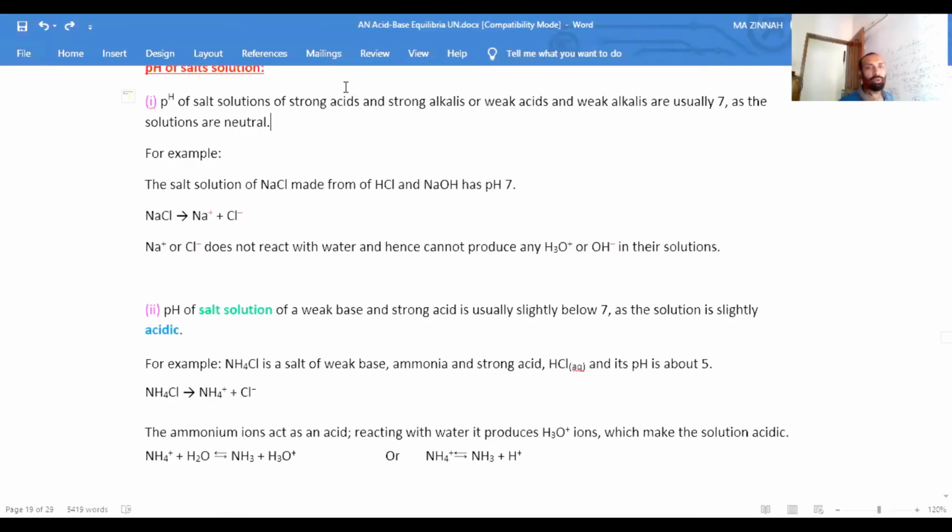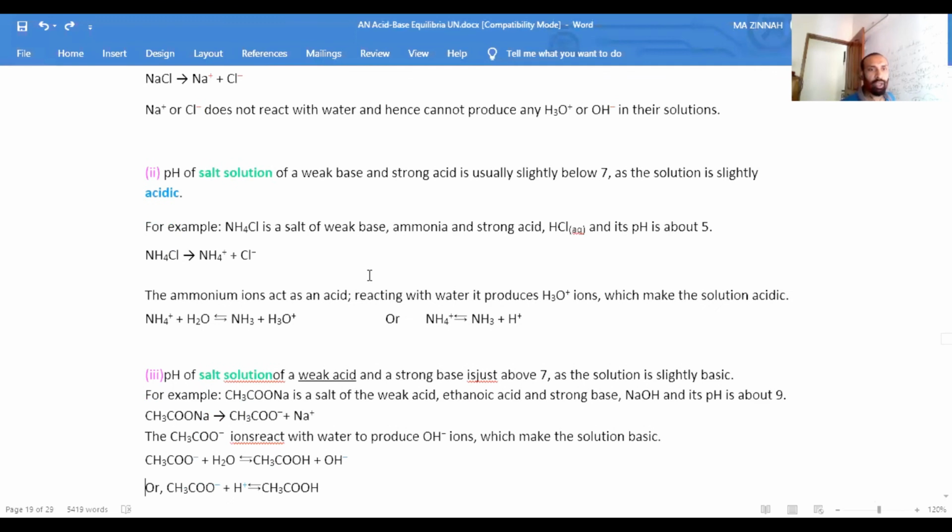Please read this again. The pH of salt solutions of a strong acid and a strong alkali, both strong, is usually 7. Also, it depends on temperature, because none of the ions react with water. So this is the cause. And then the pH of salt solutions of a weak base and strong acid is below 7. I suggest you don't remember this. Write the salt that you have, break the salt and you get the ions. This ion looks complex, so write an equation with water and you will get this, and so you will understand.